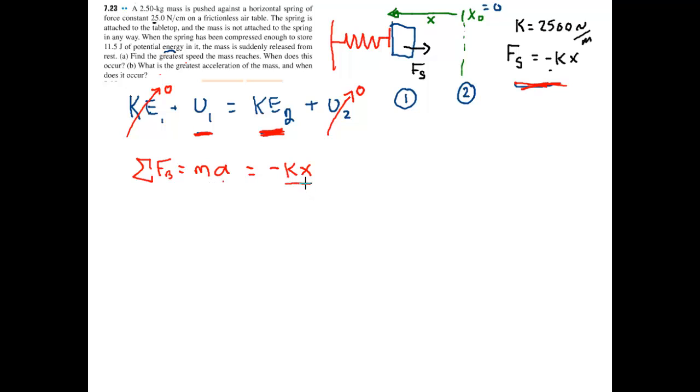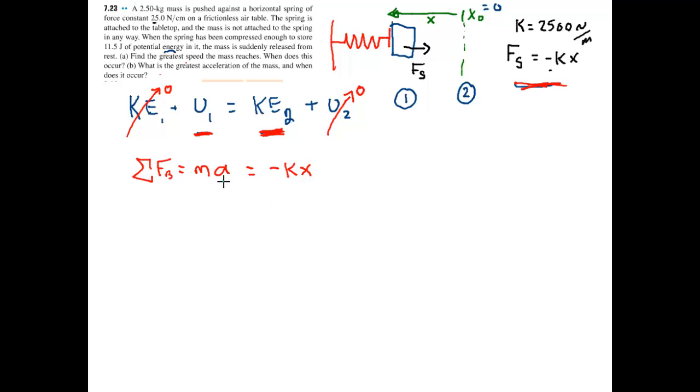The force of the spring will be the largest when x is the largest. When it's been compressed to its furthest distance. So that's going to be the location that the greatest acceleration occurs. It wants us to find out what that acceleration is and when does it occur.